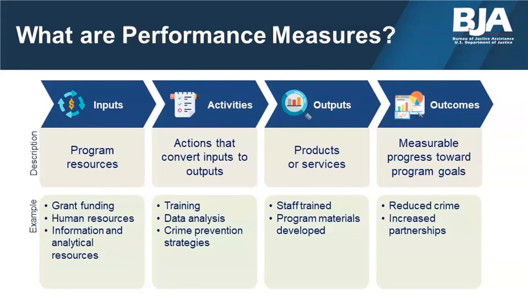Research partnerships, for example, may result in the development of new program materials or assistance with key working group tasks, like communicating program impacts to external audiences. Outcomes speak to longer-term program goals, like improving community safety and reducing crime.